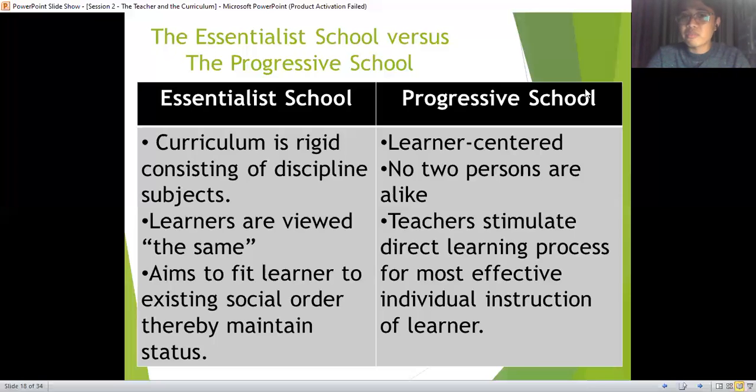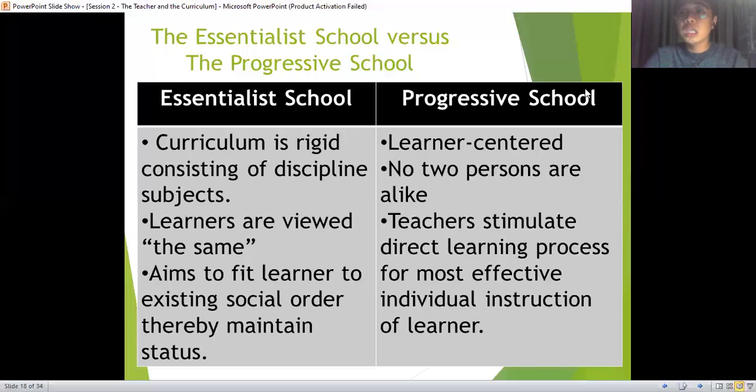Unlike in the progressive school, the teachers stimulate the direct learning process for the most effective individual instruction of learning. Again, the word is stimulate. It's not imposing. It's not spoon feeding. You activate by means of providing activities. You do not impose. For the essentialist school, like what we have mentioned, there's no freedom when it comes to doing activities. Whatever the teacher says, that's what you are going to do.